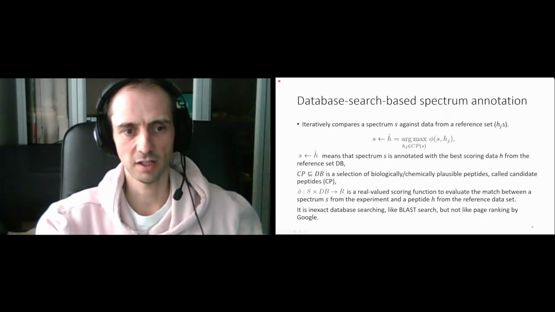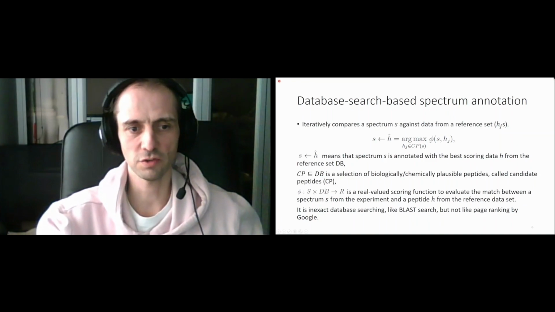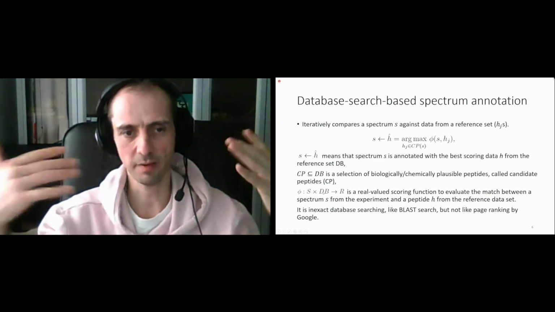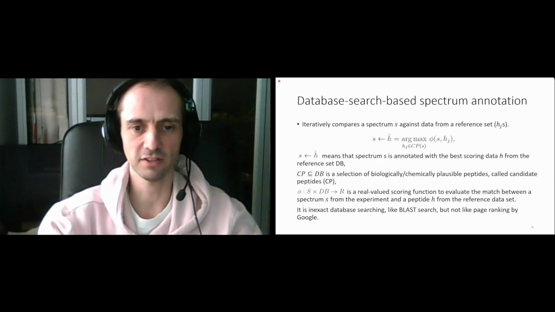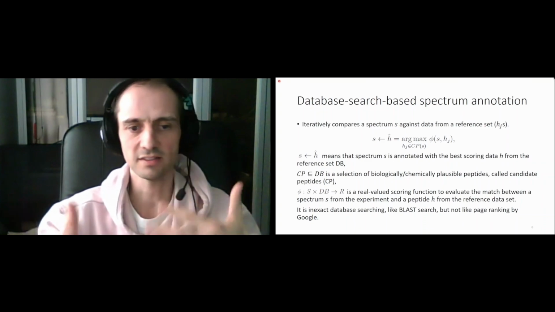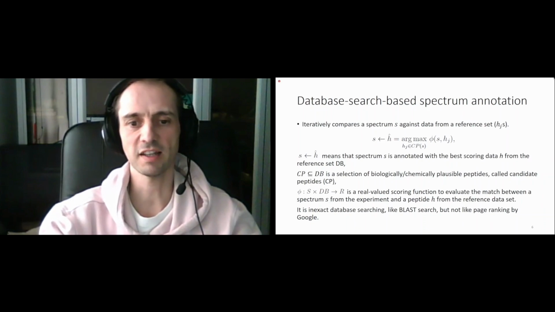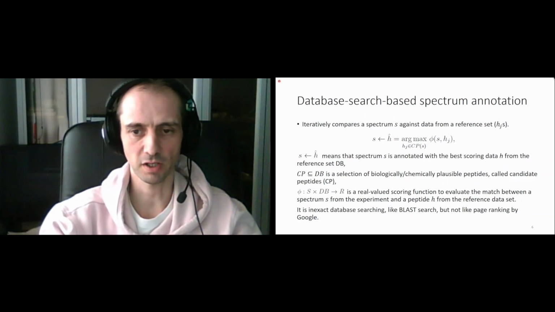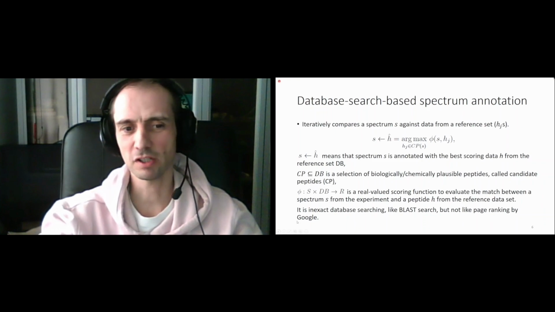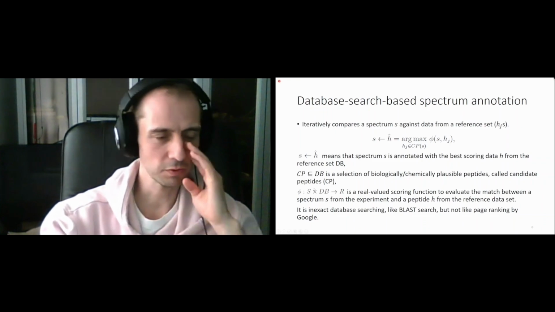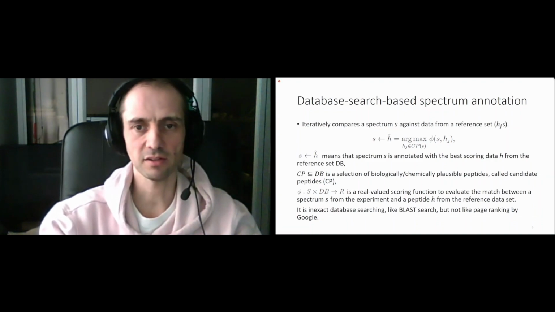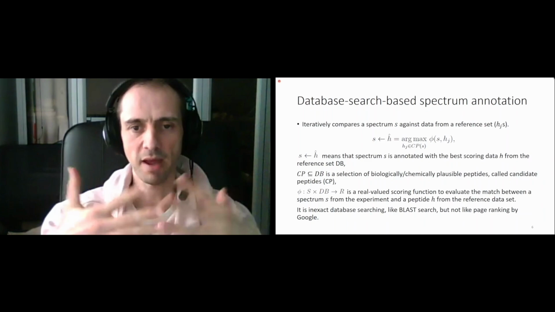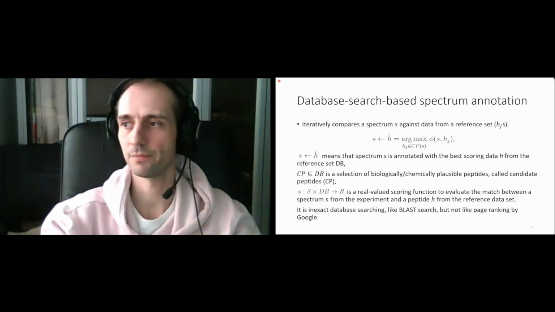We also need this score function here, which basically takes an experimental spectrum and the peptide, an element from the reference data set, and it gives us some kind of real-valued score to evaluate the similarity or the match between the experimental spectrum and the peptide from the data set. We don't have lots of restrictions on this scoring function, but what we expect is that for a more likely match, we get a better or higher score.